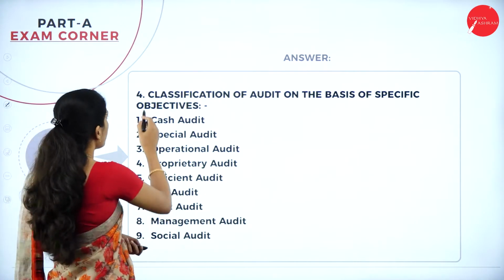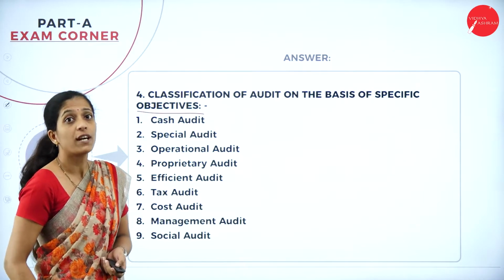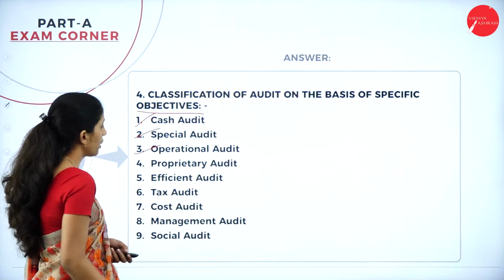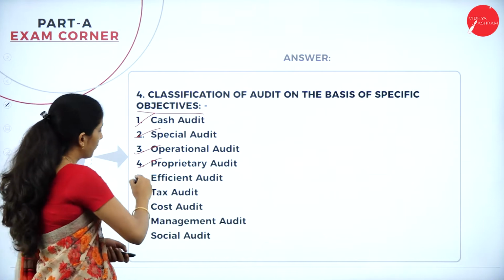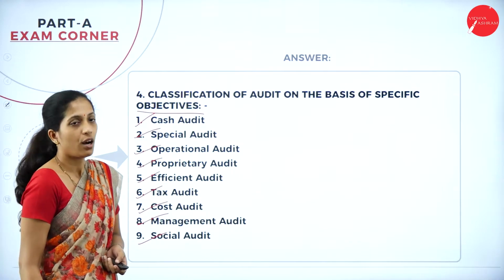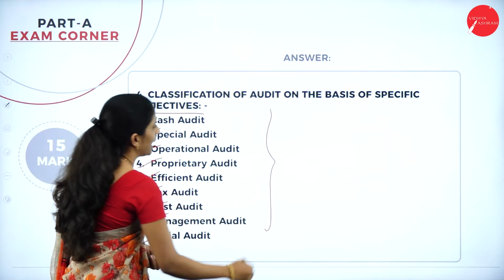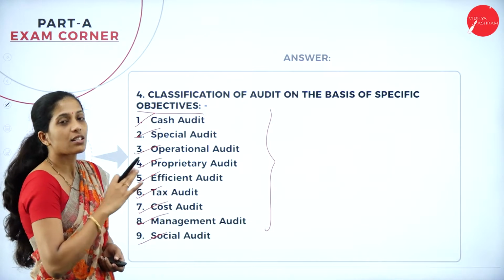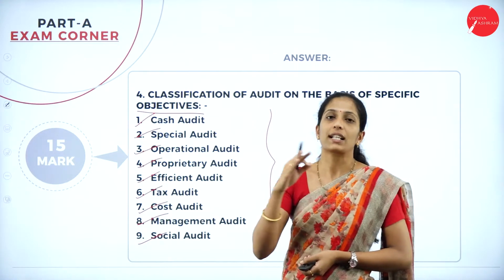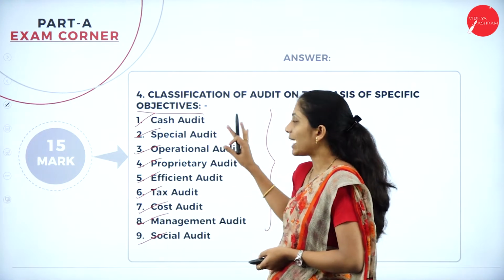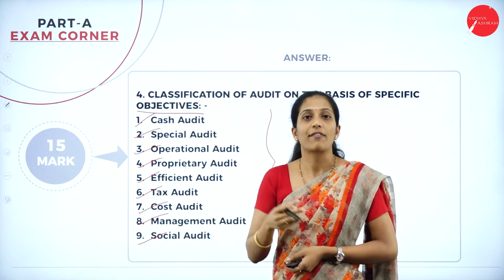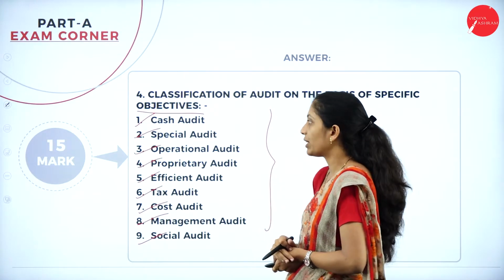Next, classification of audit on the basis of specific objective. Here also we have cash audit, special audit, operational audit, proprietary audit, efficient audit, tax audit, cost audit, management as well as social audit. So for the explanation, you can go through the revision session. This is a 15 marks question where they have asked what is auditing and what are the different types of audit. And you have to write at least 2 to 3 lines for each type of audit. That is, you have to give the explanation for each and every type.